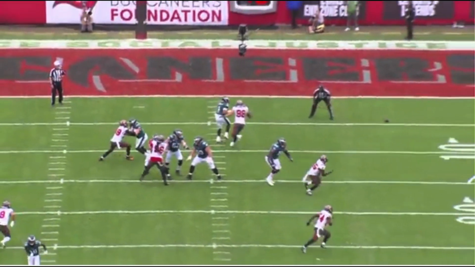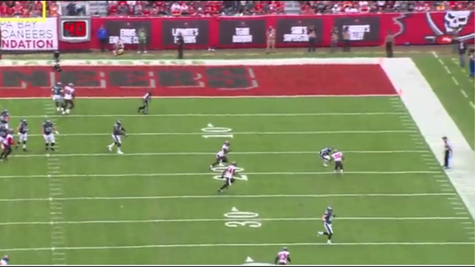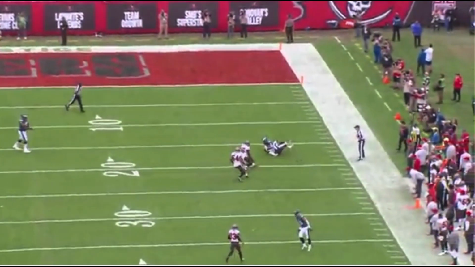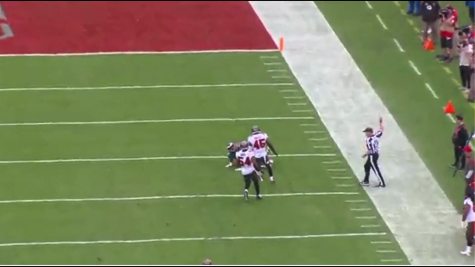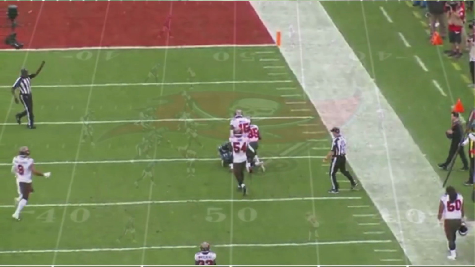Now, the difference what Todd Bowles did, 9 times out of 10, when you see that happen, the defensive end usually peels off with the running back. Not with Todd Bowles. They kept coming.